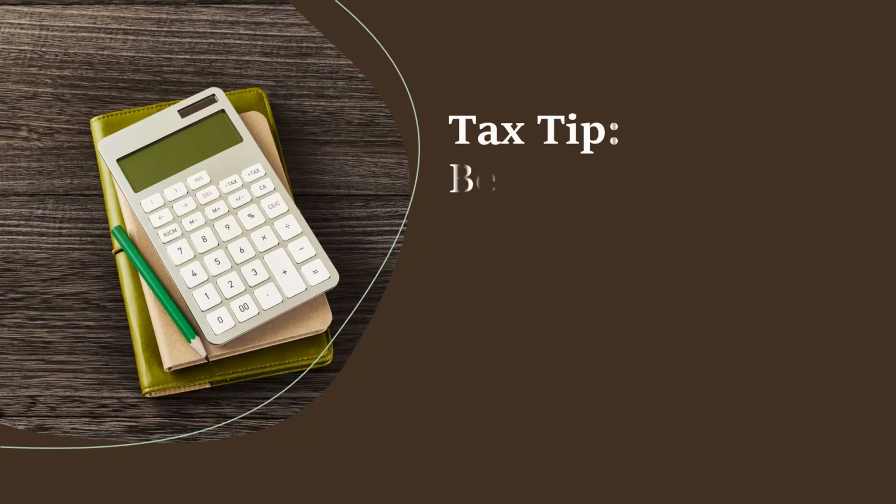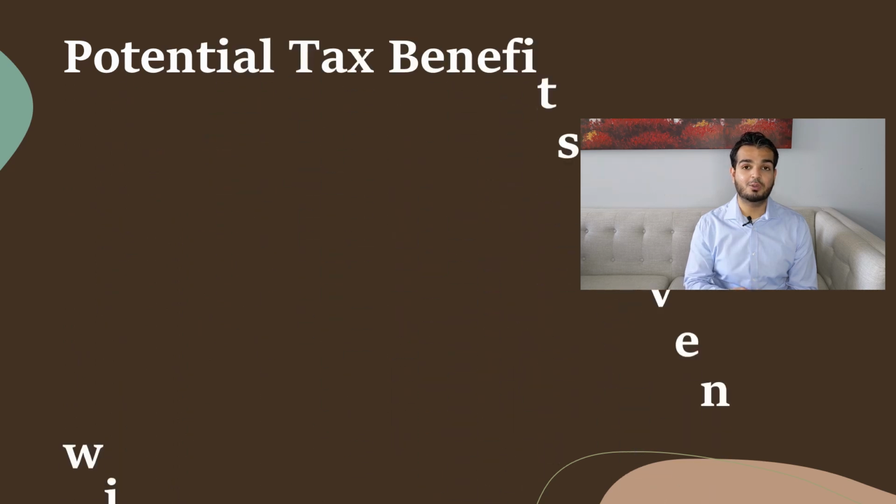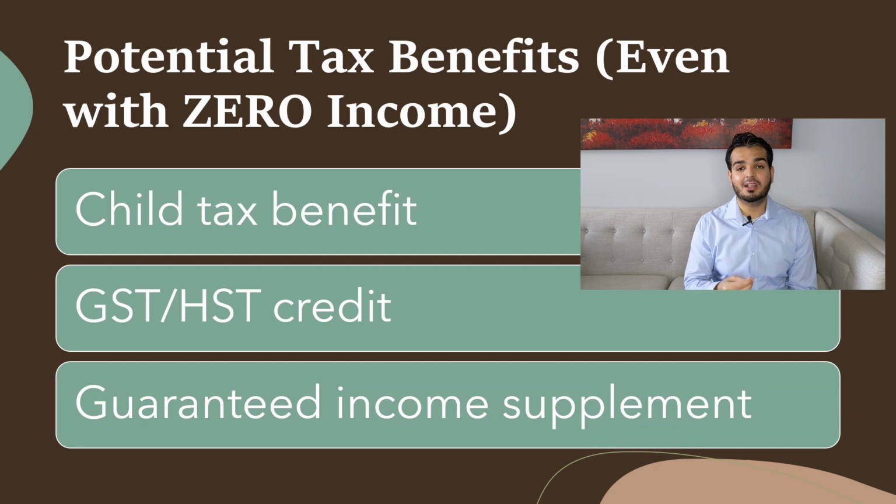Although the CRA knows some of your sources of income, they mostly rely on citizens to self-report their income accurately on their tax returns. The CRA recommends that you file a tax return every year, even if you don't earn any money. The reason? If you don't file your taxes, you may miss out on free money. Some examples you may be eligible for include the child tax benefit, the GST/HST credit, and the guaranteed income supplement.